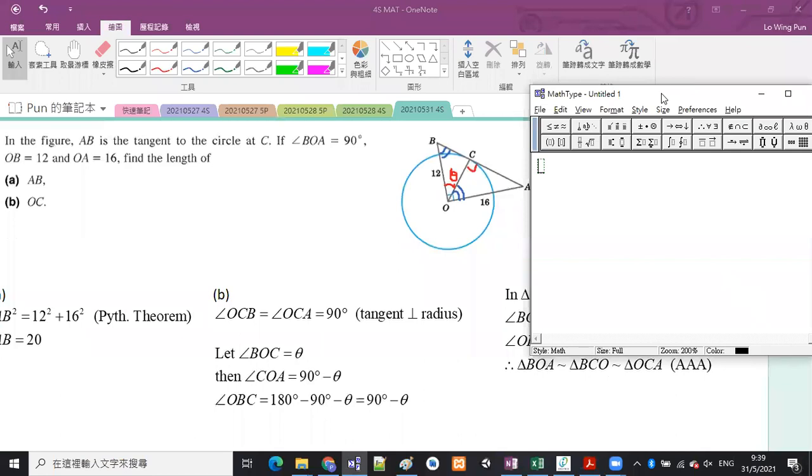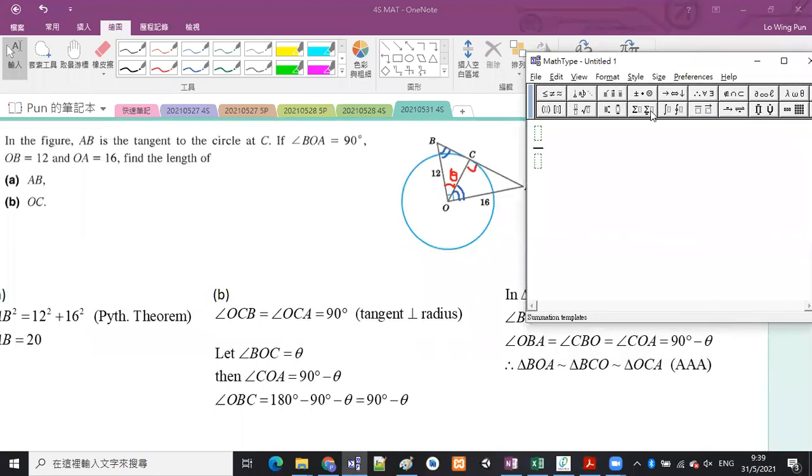Because these two triangles are similar, therefore BO over BC is equal to OA over CO, and is equal to BA over BO. Is it okay? This is corresponding sides of similar triangles.